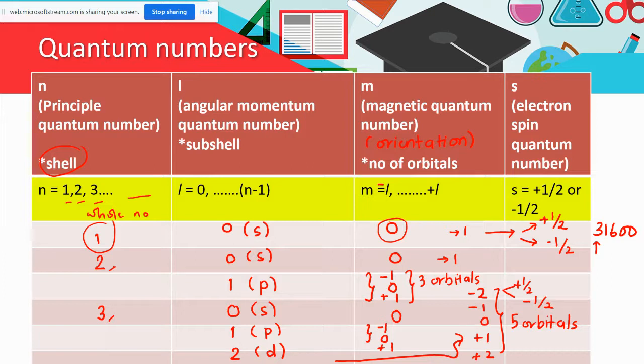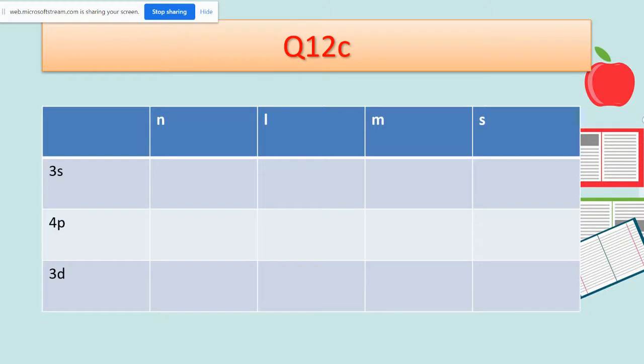Alright? Okay, so if I ask you, how many electrons can the d subshell accommodate? Okay, there are 5 orbitals, right? Therefore, maximum, it can accommodate 5 times 2 electrons, and that equals 10. Alright? Okay, now let's move on to question 12c. It says, give one set of possible quantum numbers for an electron in 3s, 4p, and 3d orbitals. I'm just going to show you one example.